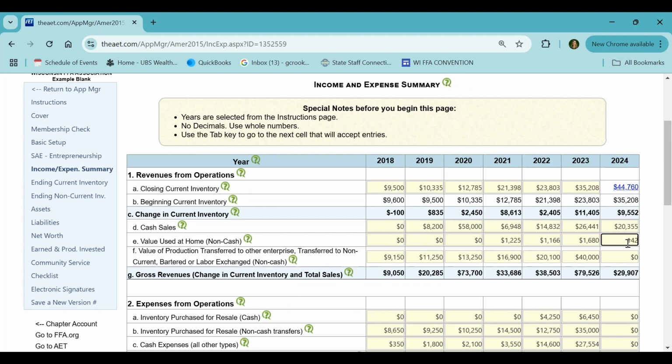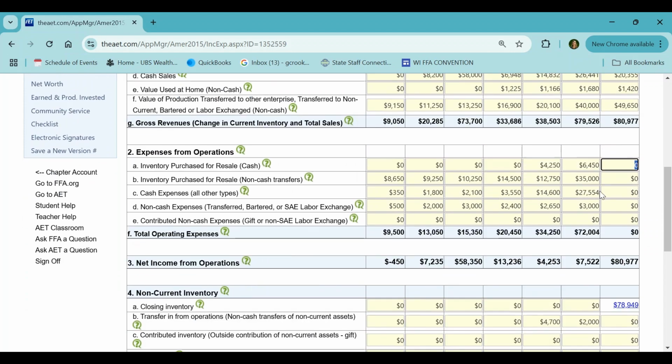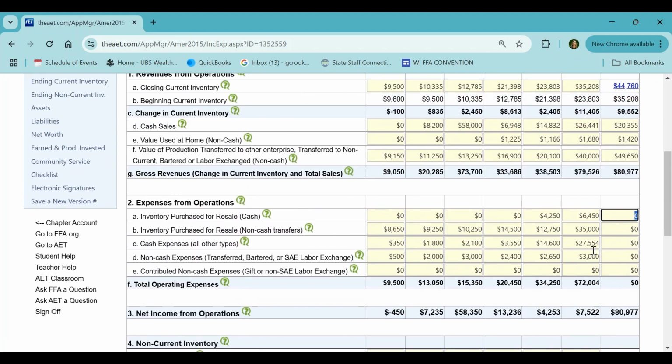They had $1,420 that was value of product used at home. So a steer that they kept probably, or part of one. And then their value of production that they bartered with labor was $49,650. All right, so 1F, we have to balance out down here. So you'll notice it says no when 1F isn't balanced.